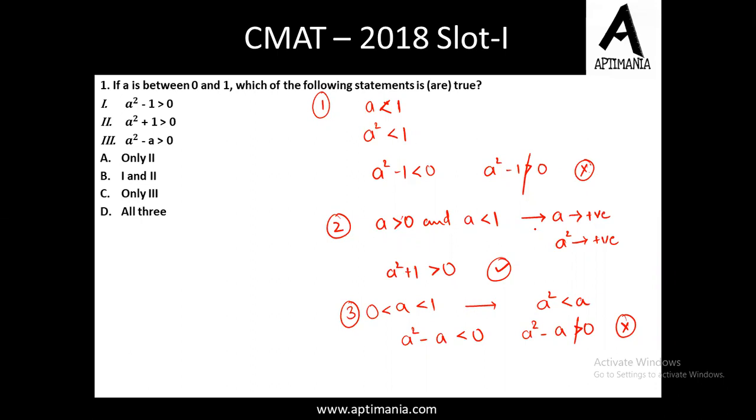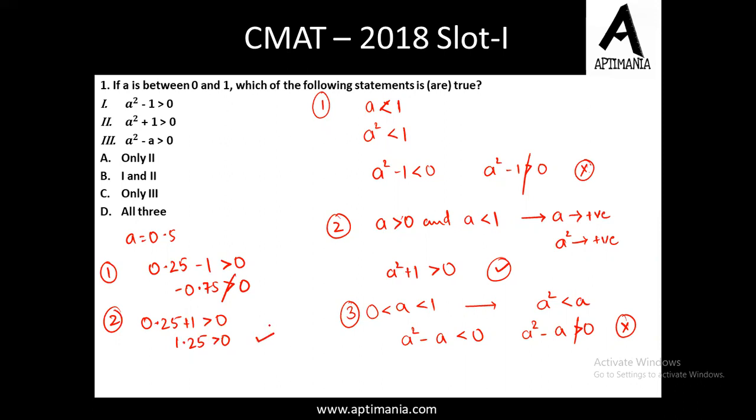Another way to approach a question like this is we can assume whatever value of A we want. So let's take it to be 0.5. For the first statement, 0.5 squared is 0.25, minus 1 greater than 0, so minus 0.75 greater than 0 is a false statement. Second statement, A square will be 0.25 plus 1 greater than 0. 1.25 is greater than 0, which is a true statement.